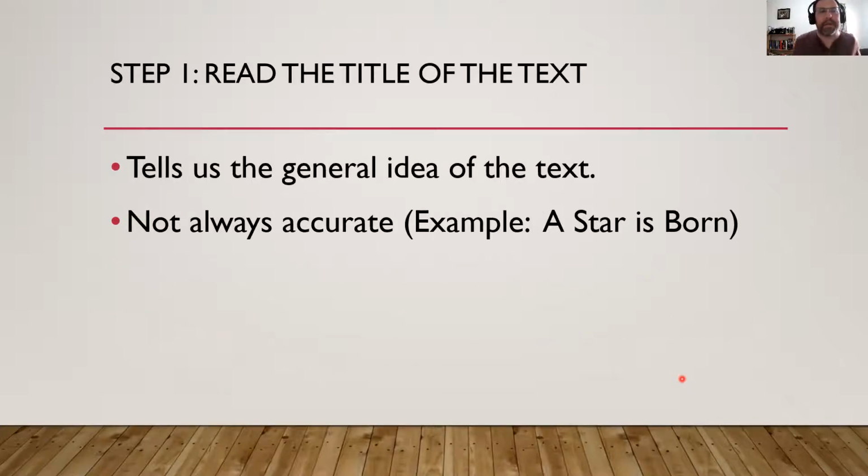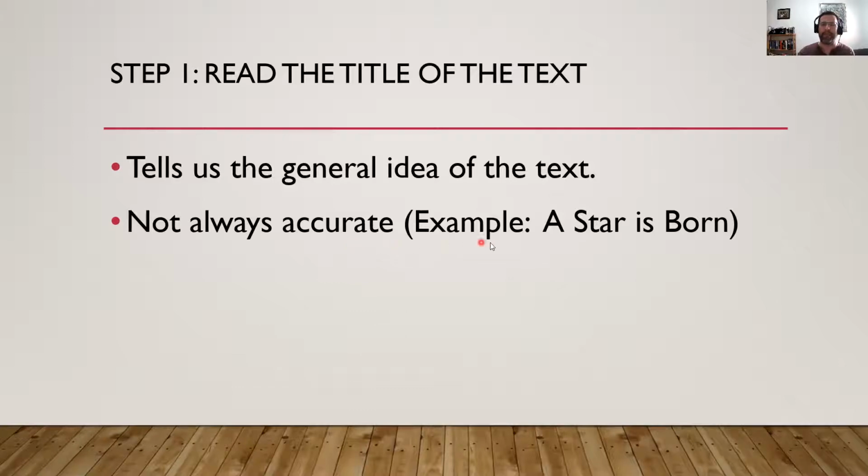So first thing we want to do is read the title, the koteret of the text. Usually it will tell us the general idea of the text. זה יגיד לנו את הרעיון הכללי של הטקסט. However, that is not always true. It's not always accurate, מדויק.